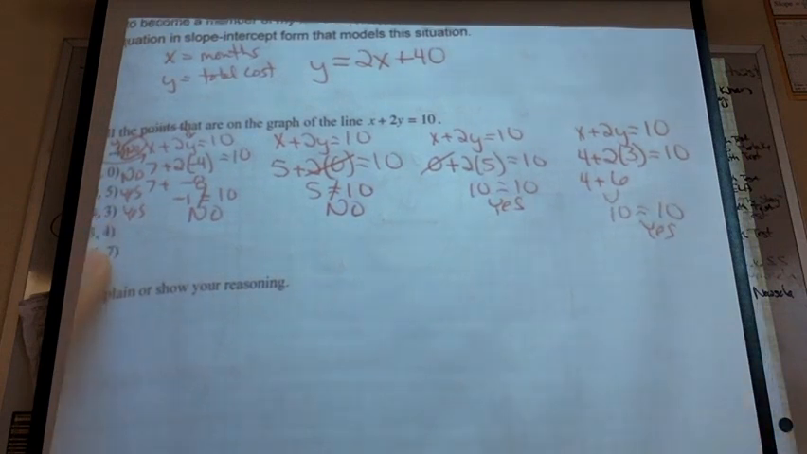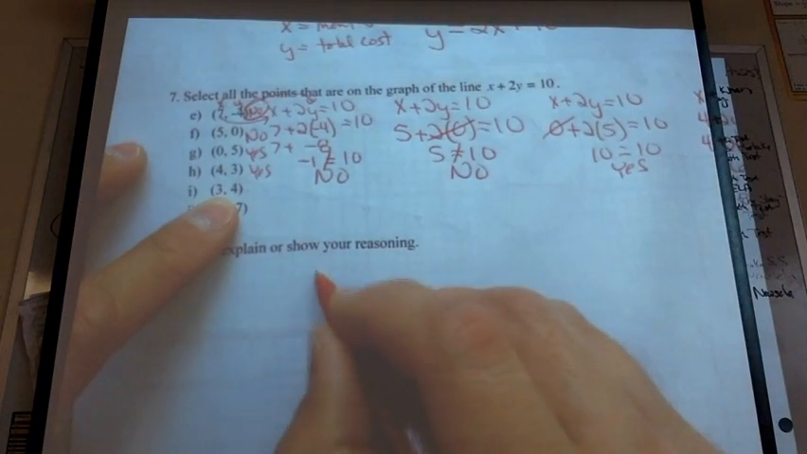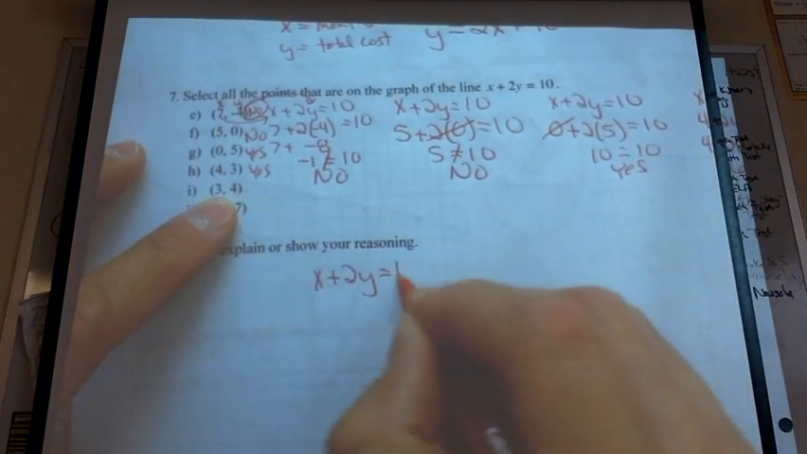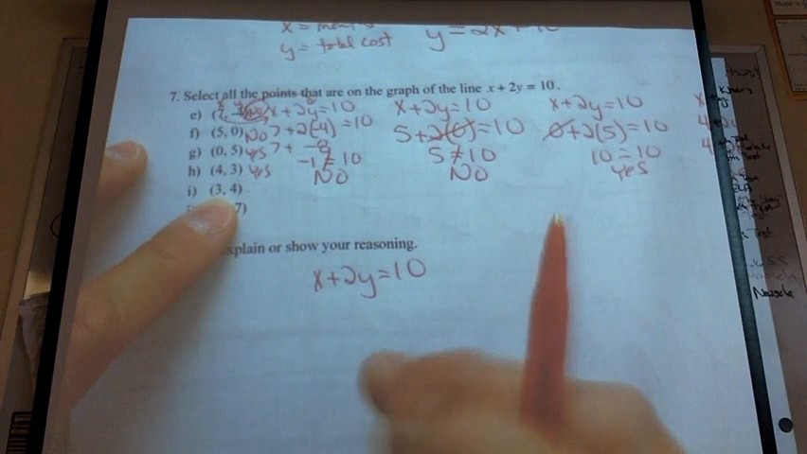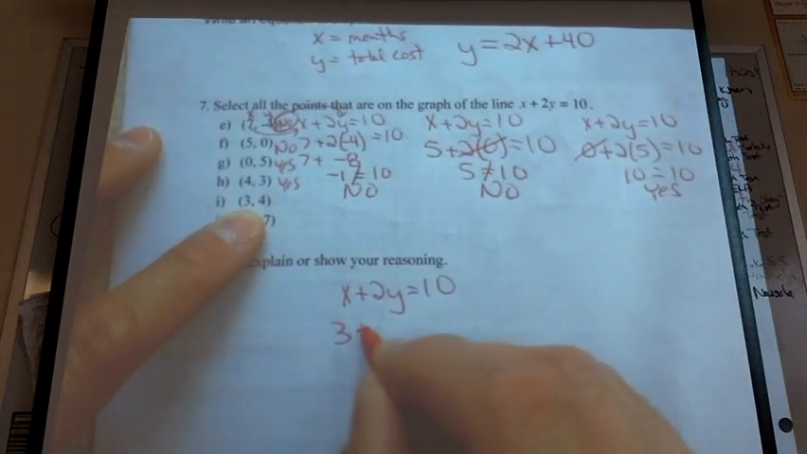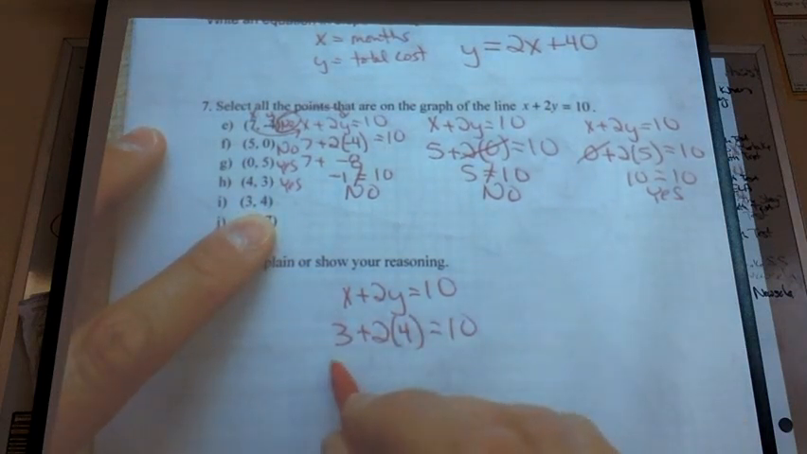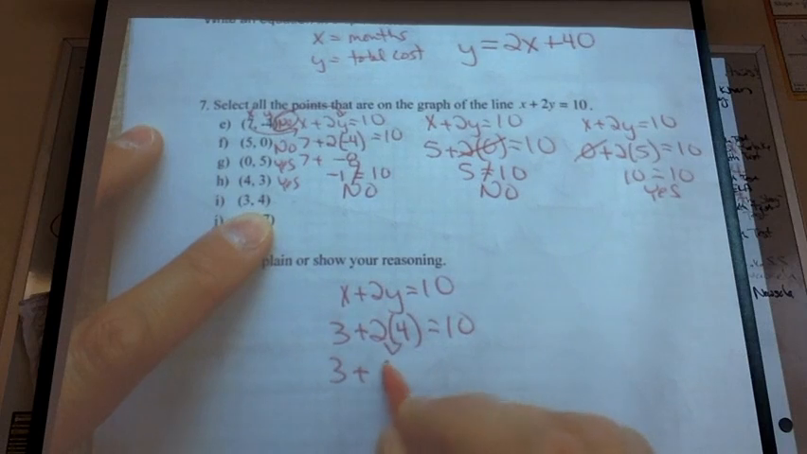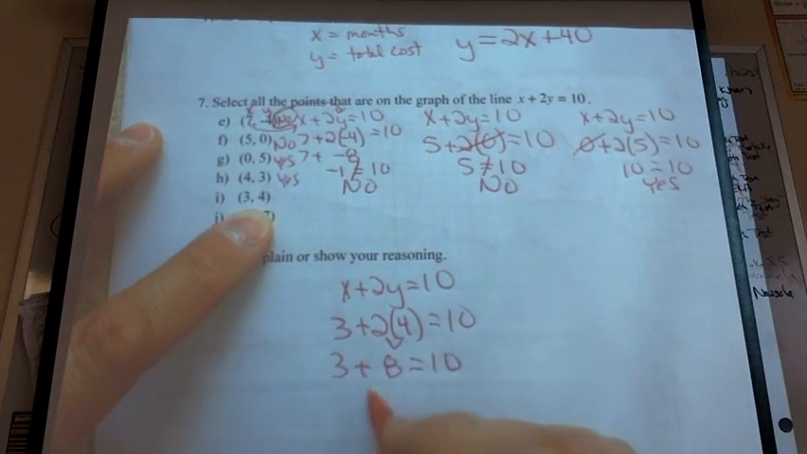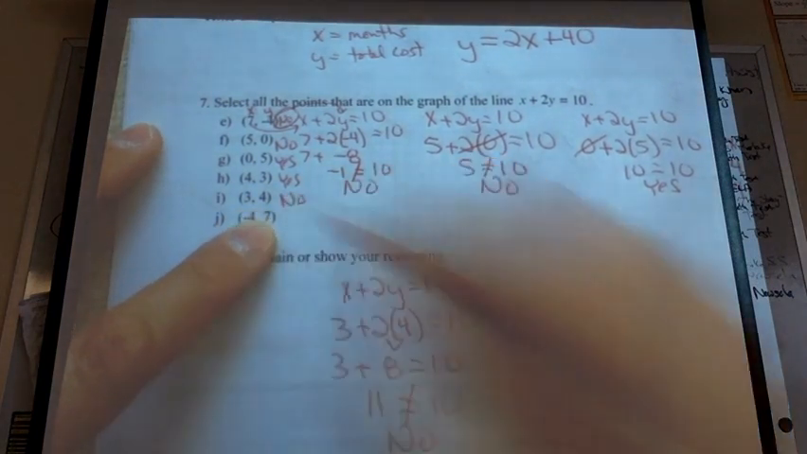Moving on to our last two, letter I. I'm going to use this x plus 2y equals 10. Our x value is 3 plus 2 times our y value of 4 equals 10. 3 stays the same. 2 times 4 is 8. 3 plus 8 is 11. 11 does not equal 10. So letter I does not work.